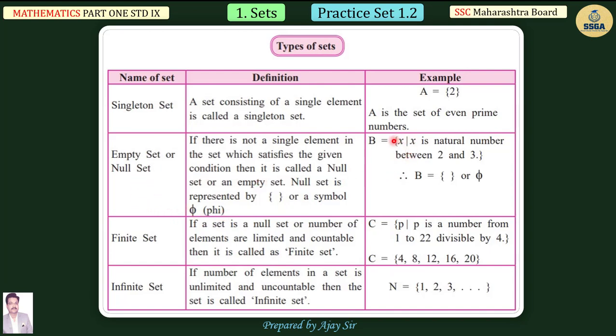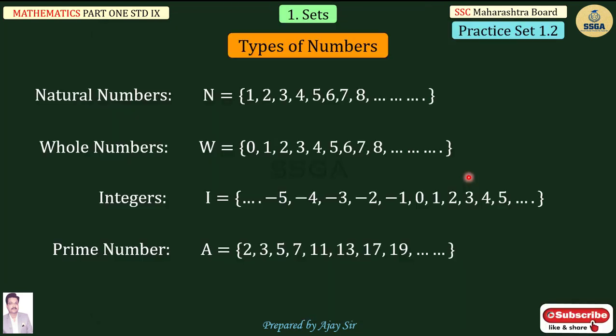Now let us discuss one example. Suppose B is a set of all x such that x is a natural number between 2 and 3. The natural numbers start from 1, 2, 3, 4, 5, 6 and so on. In between 2 and 3 there is no number, just as there is no number between 3 and 4, or between 5 and 6, any nearest natural numbers.